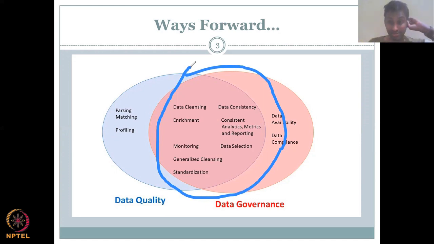Monitoring can be increased. Generalized cleansing: you can clean the data using statistical and other methods. And standardization, wherein you create a standard or a norm for the data. In the data consistency issues, a lot of steps can be taken. Consistent analytics.